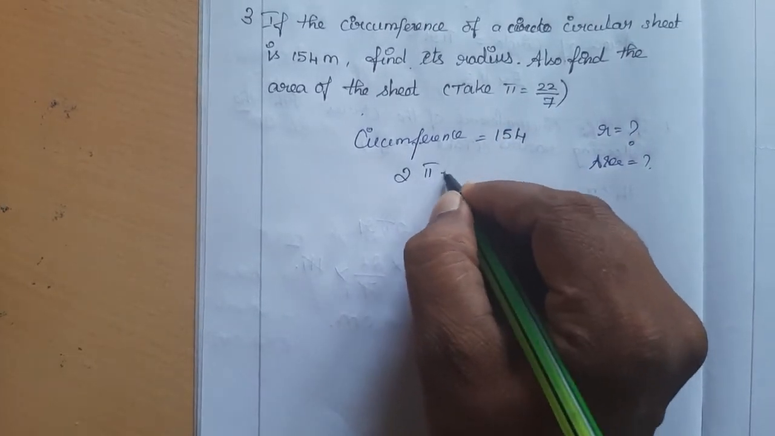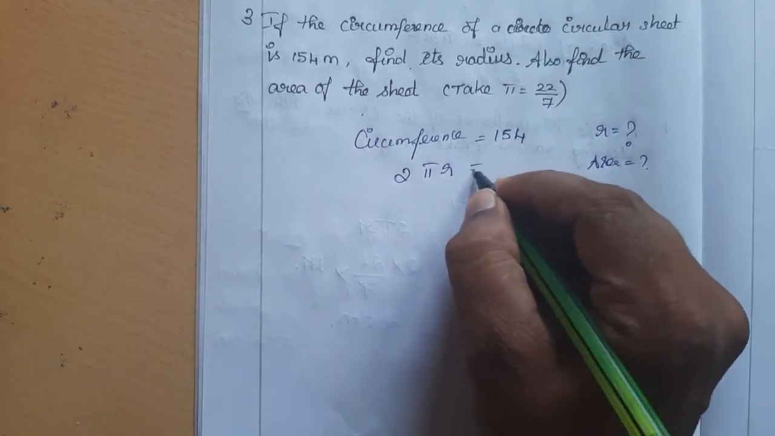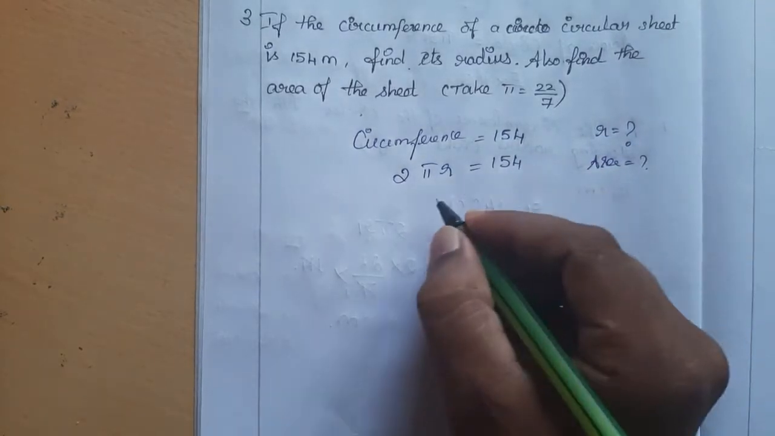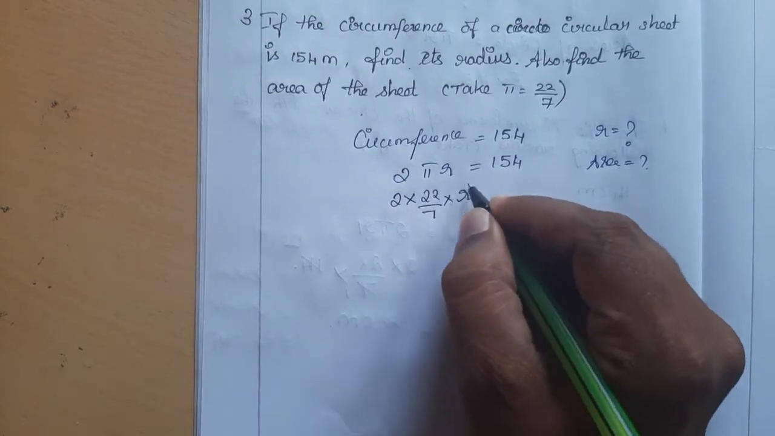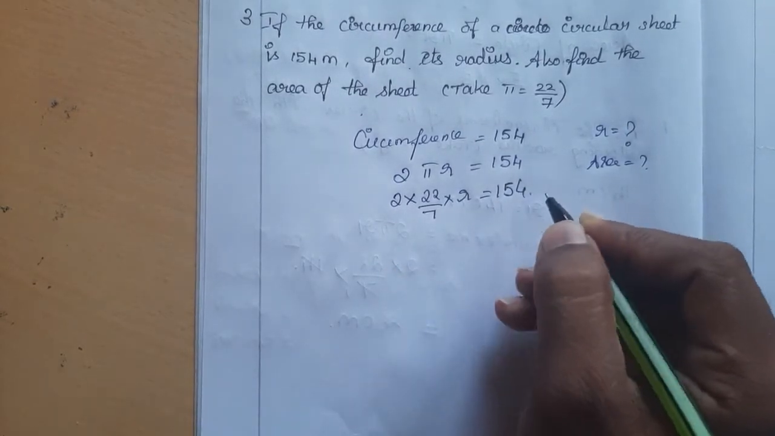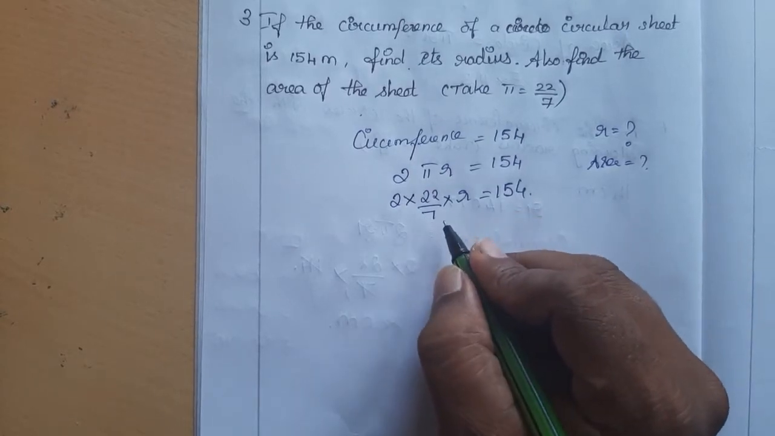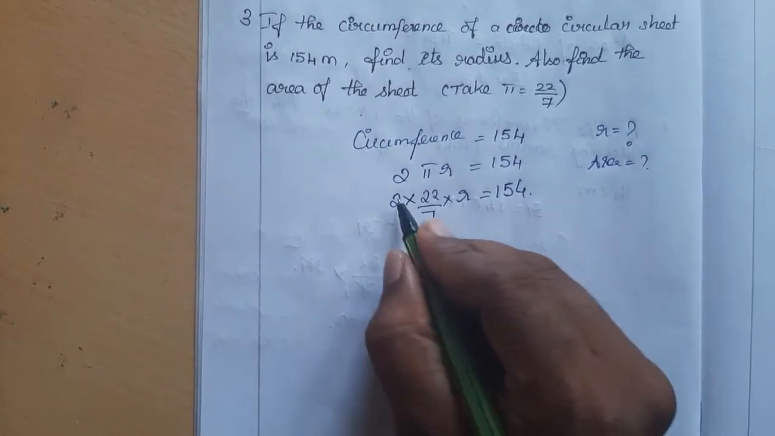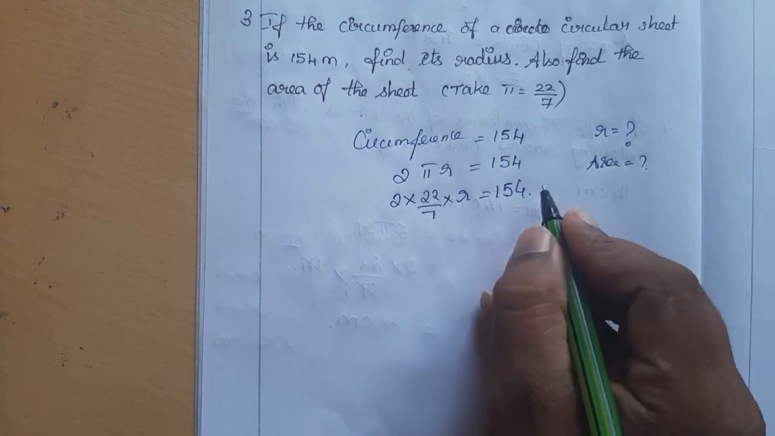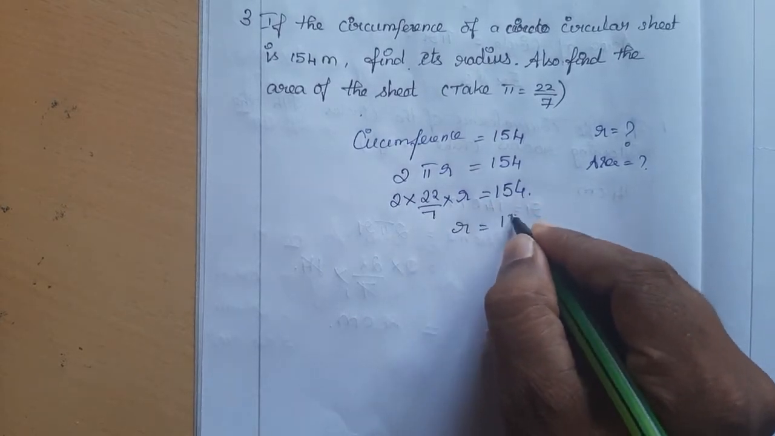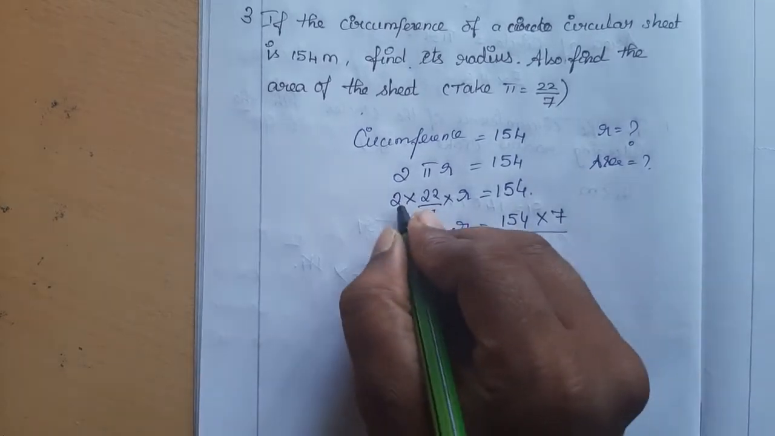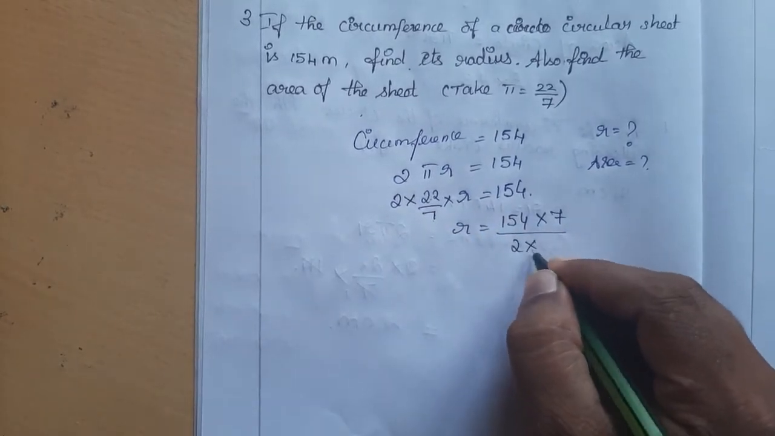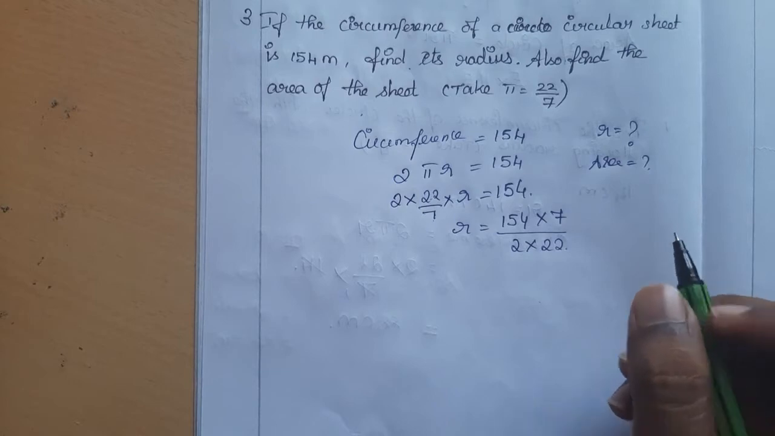2 pi r, right? So the circumference is 154, then 2 pi r is also 154. We can substitute 22/7 for pi, so we can find the radius from here, right? If you take 2 and 22, its multiplication will become division and 7 will become the numerator, right? So 154 divided by 7 will become a multiplication, and the multiplication of 2 and 22 will become a division, right?